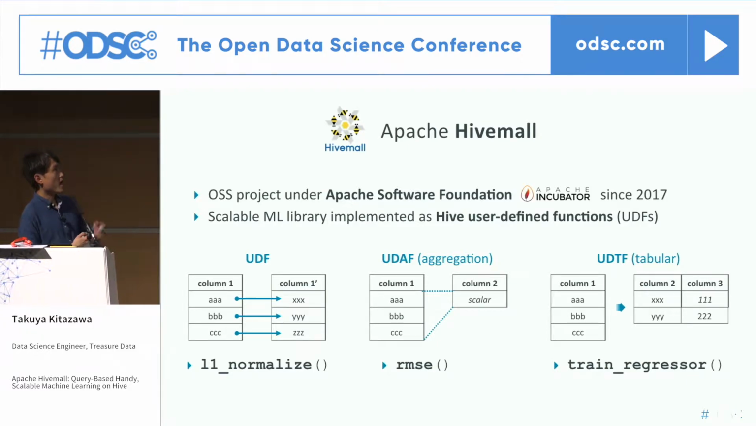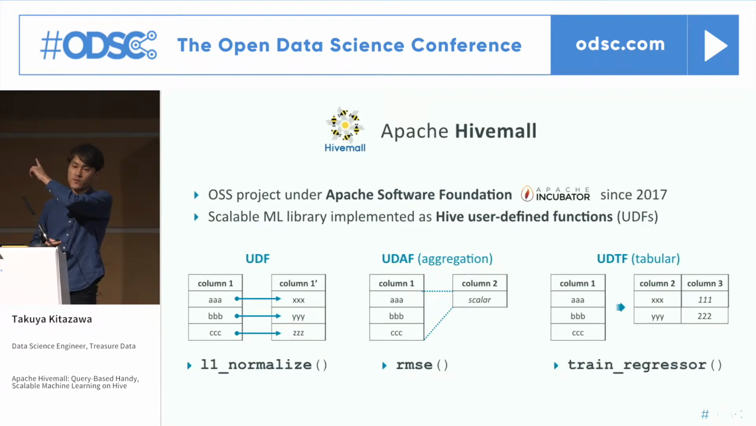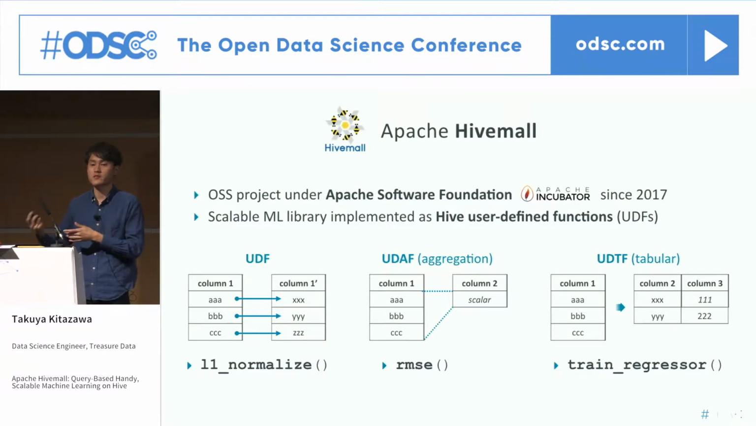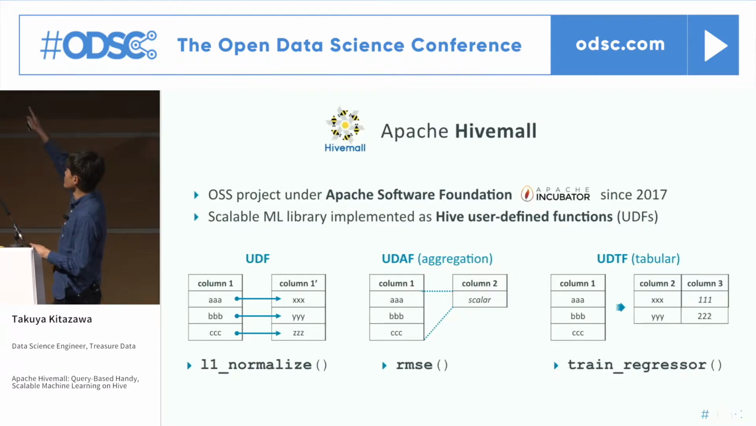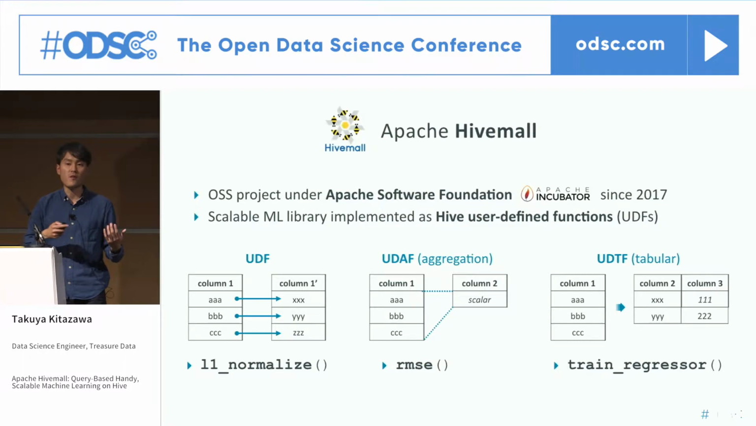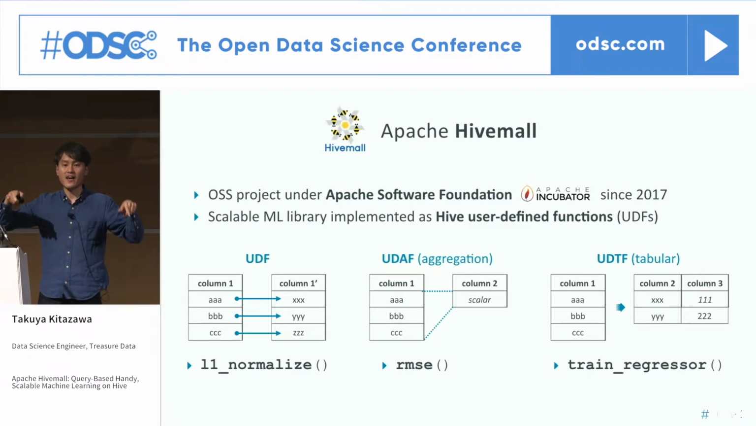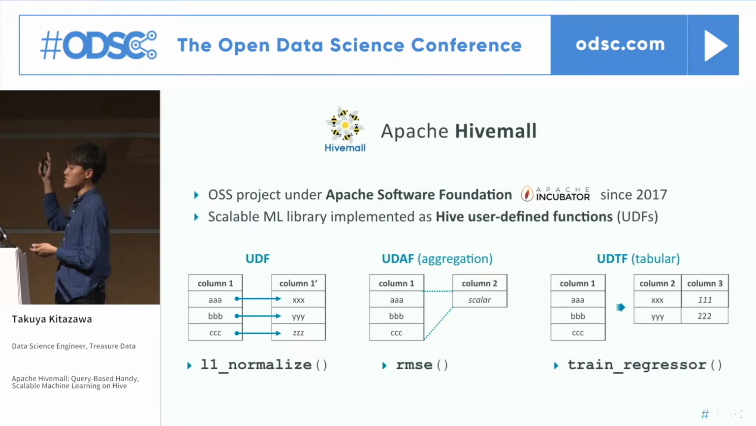And for Hive's user-defined functions, there are 3 different types. One is UDF. This is a simple user-defined function. In the context of machine learning, it's mainly used for pre-processing. Hivemall actually has a function named l1_normalize. This applies L1 normalization on some array or feature vector. And it gives you a one-to-one transformation of the original table. So this is the UDF.